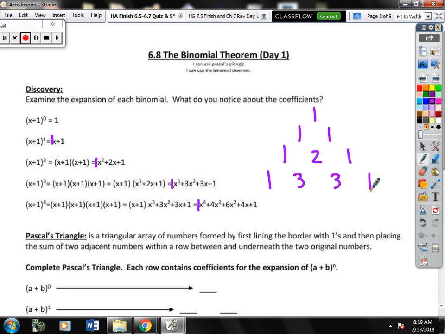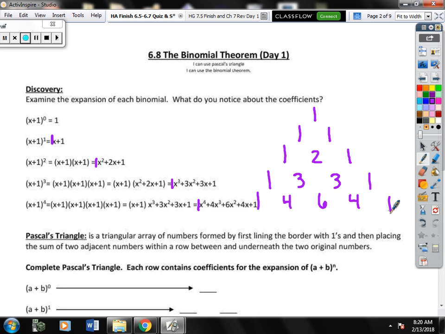I'm just going to write them out without any variables attached to them and see if you notice any relationships or patterns amongst the coefficients. See a pattern, how we could continue this to come up with the next row.